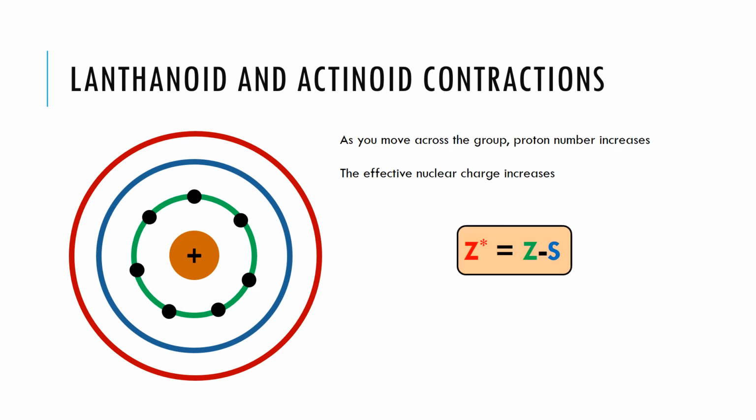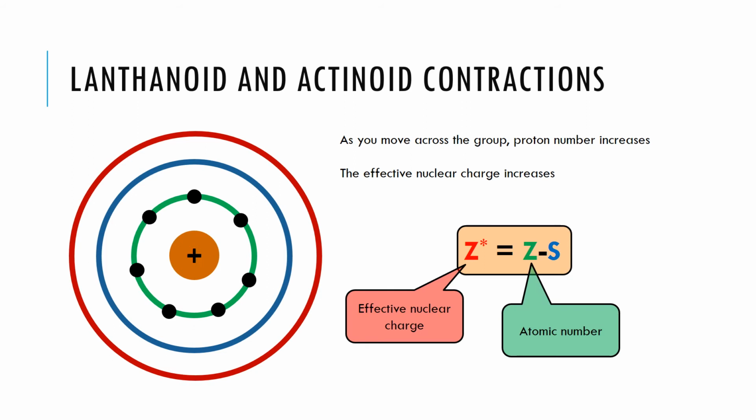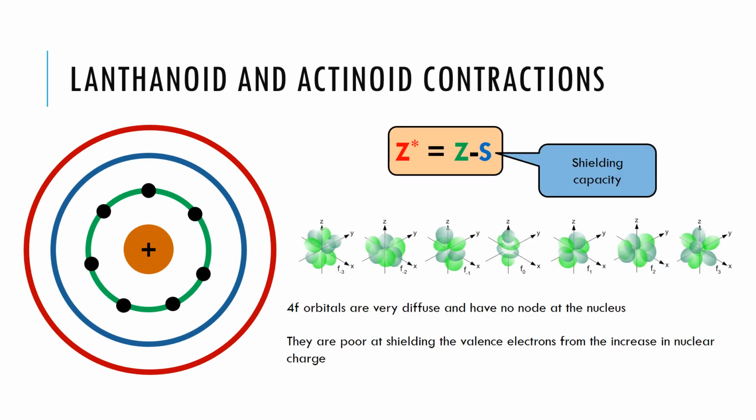And we can measure that with a very simple equation. The effective nuclear charge is equal to the atomic number, or the number of protons, or the pull that the nucleus has on those electrons, minus the shielding capacity of the orbitals and electrons that are between the nucleus and the outermost electrons. Now, those 4f orbitals are the orbitals really that are shielding the outermost electrons from the pull of the nucleus.